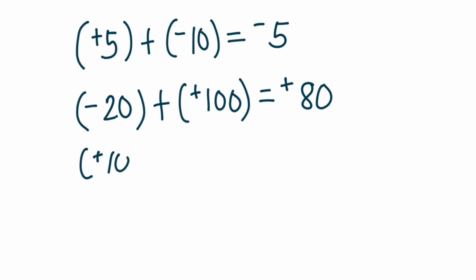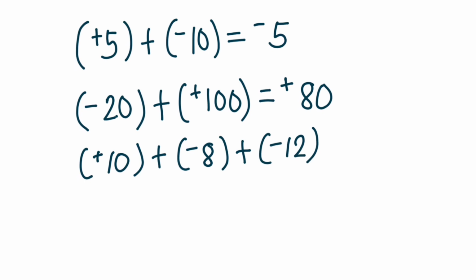We have positive 10 plus negative 8 plus negative 12. So we have here a positive and two negative numbers. So first, we subtract the 8 from 10. So we have 10 minus 8, that is now 2. And then copy the sign of the largest absolute value. And then we add the next negative number 12.